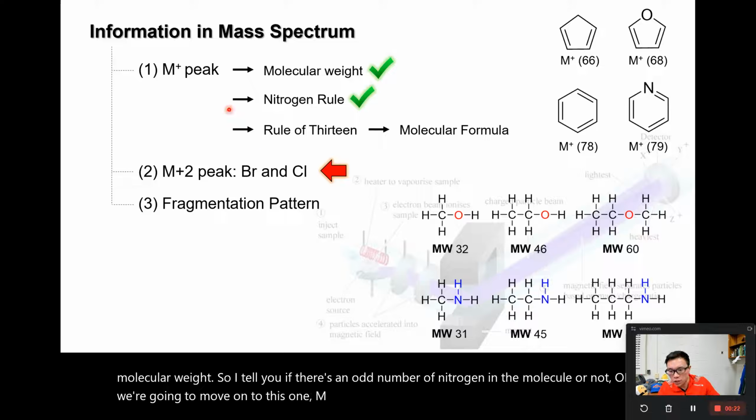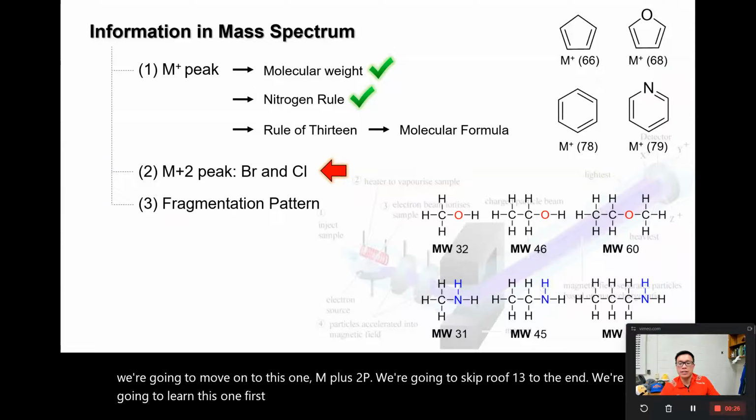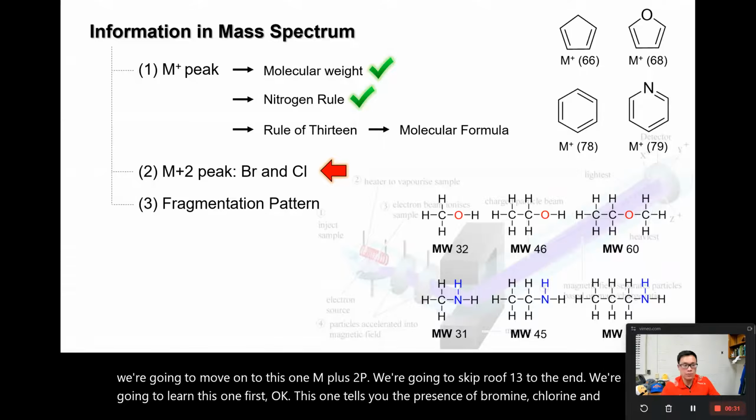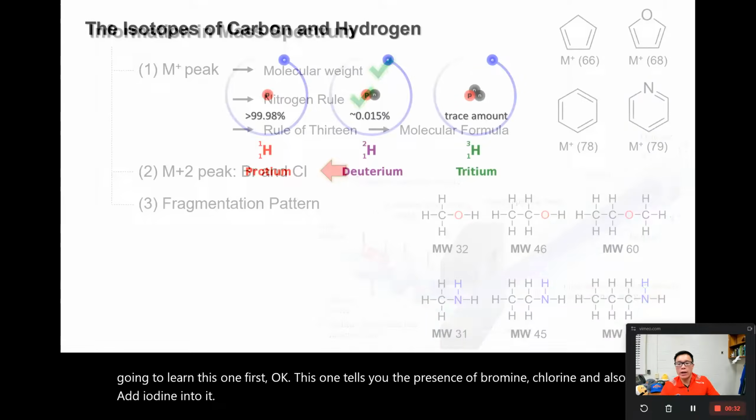We're gonna skip rule 13 to the end. We're gonna learn this one first. This one tells you the presence of bromine, chlorine, and also add iodine into the mix. All right, let's start with isotope.